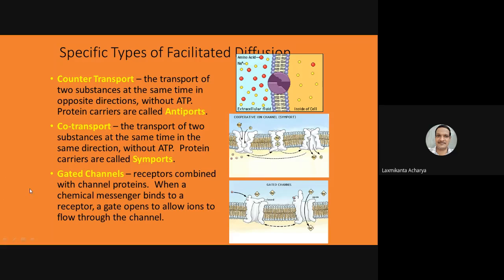And sometimes there are certain channels which have gate-like things, we call them gated channel proteins. Here now it is closed, and due to some kind of signal this channel is open, now there is movement. So these are your gated channel proteins. So you can have your antiporters, you can have your symporters, and you can have your gated channel proteins.